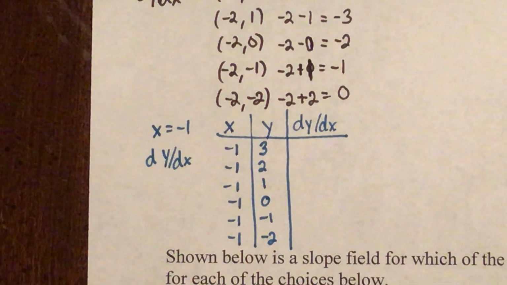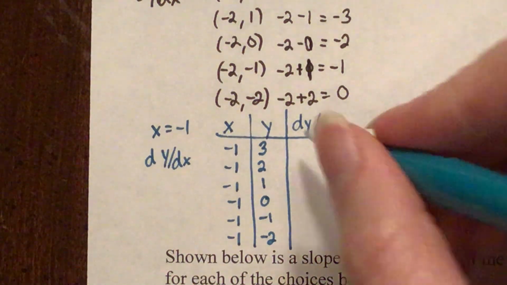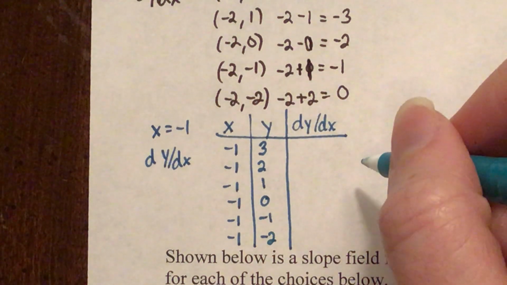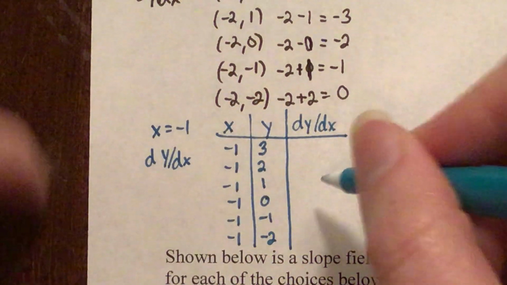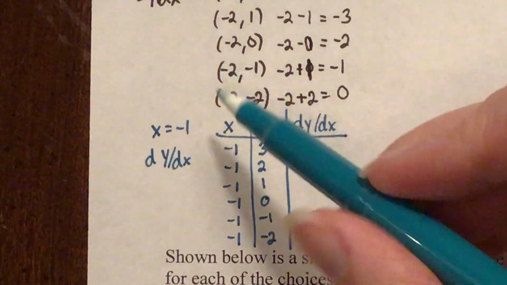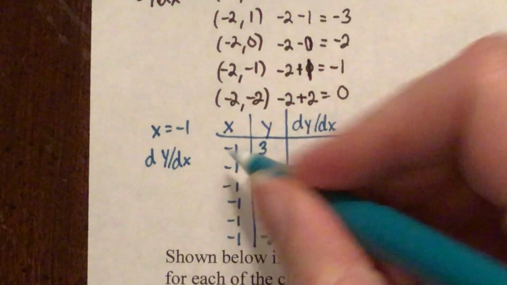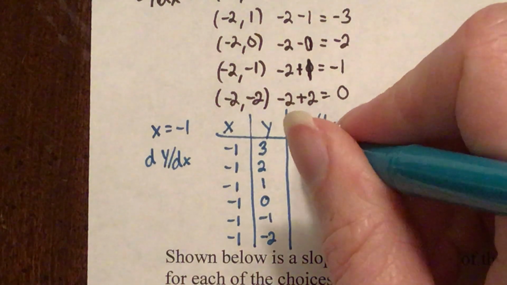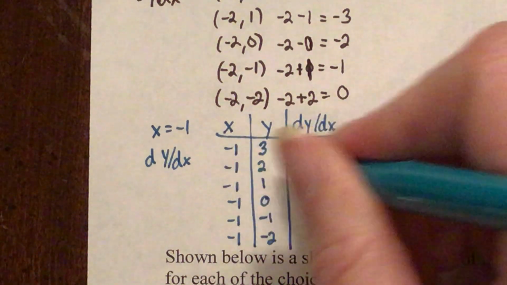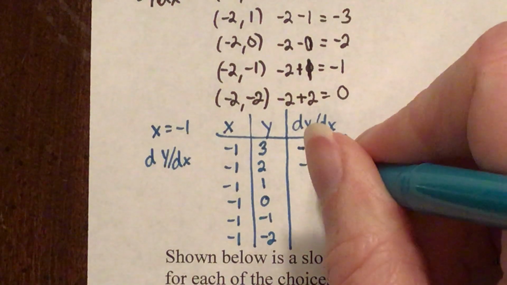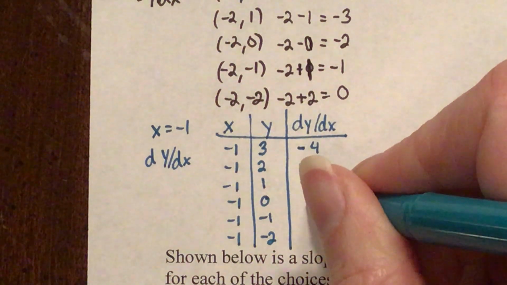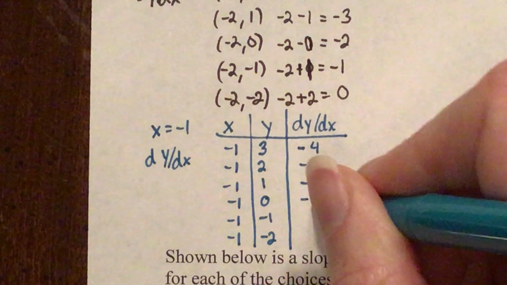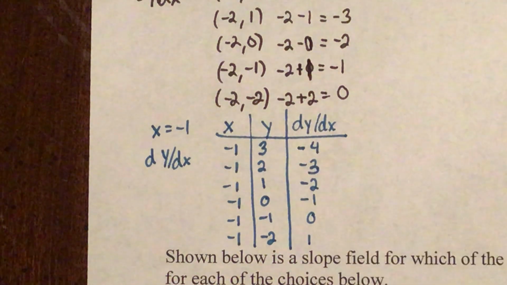I think it's easier to go top down on these because then this slope will be the top one, this one will be below it, and so on. Let's do this. It says x minus y. So negative 1 minus 3 is negative 4. Negative 1 minus 2 is negative 3. Negative 1 minus 1, negative 2. Hopefully we see our pattern. We're just increasing by 1 each time. So negative 1, 0, 1.